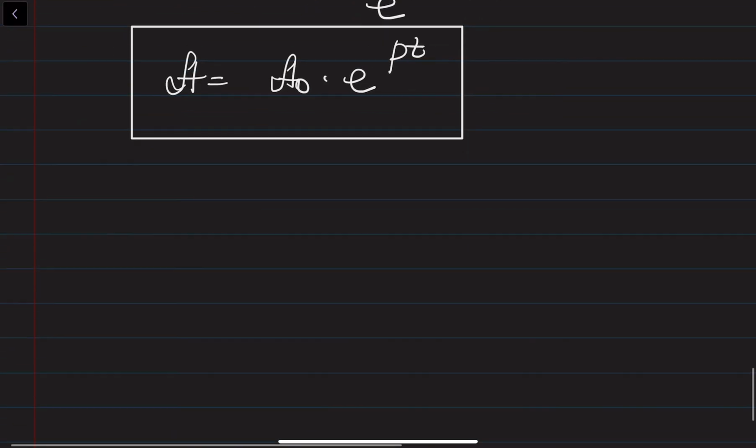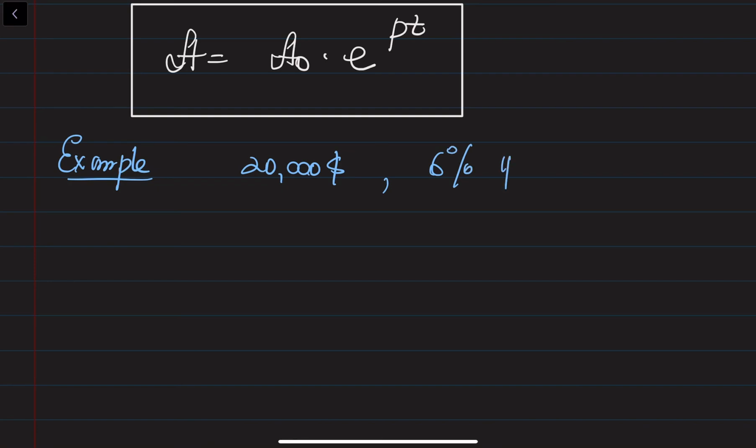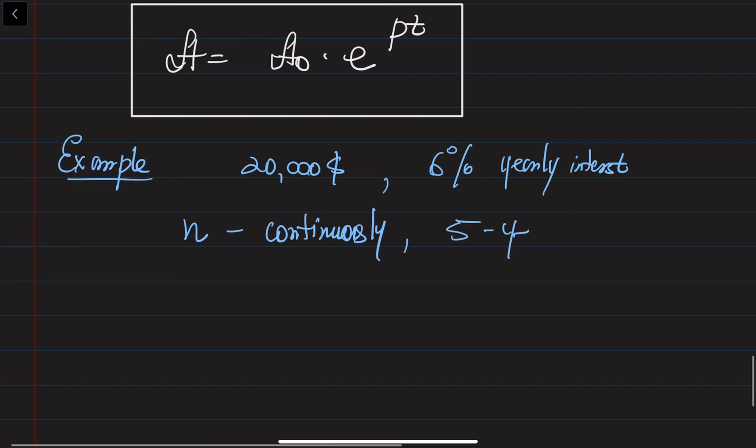Let's say you have deposited $20,000 to the bank with a yearly interest of 6%. Now let's assume that the bank is going to recalculate your percentages continuously. What does it mean? It means that the bank is going to calculate my percentages every second or every millisecond. I would like to know how much money I will get after 5 years.